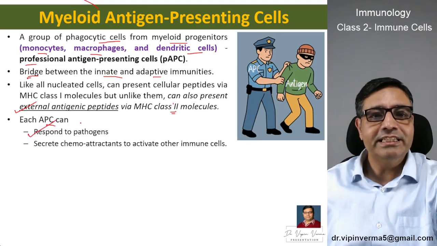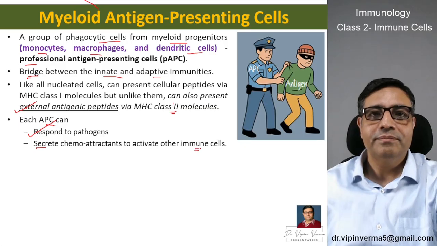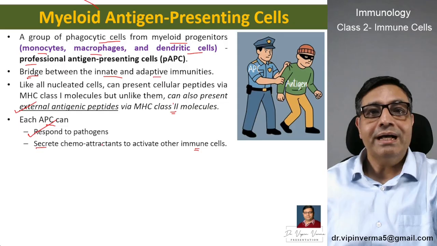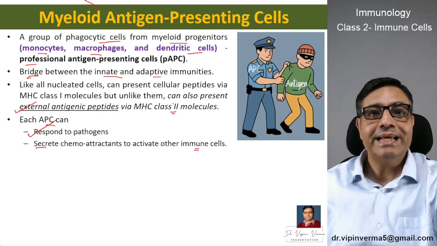So each APC can respond to pathogens, and it can secrete chemoattractants to activate other immune cells. So that is the major function of the antigen presenting cells. They are not only fighting the antigen themselves, but they are also giving a kind of signal using the chemoattractants so that other immune cells can come and get activated.